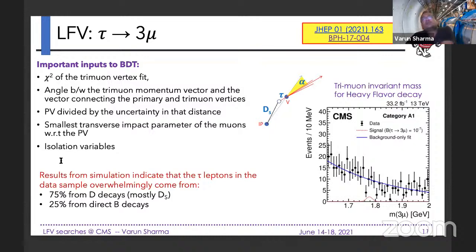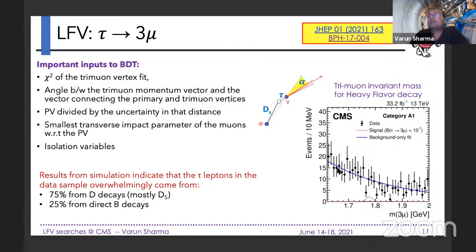Based on the simulation, we see that the tau leptons in the data samples are mostly produced by D decays. That's 75% of the time, the tau leptons we are getting are from D decays. And even among the Ds, it's mostly from the Ds and not from the D plus. The remaining 25% comes directly from B decays.